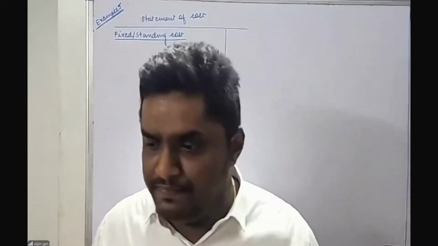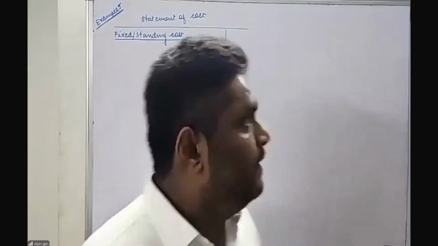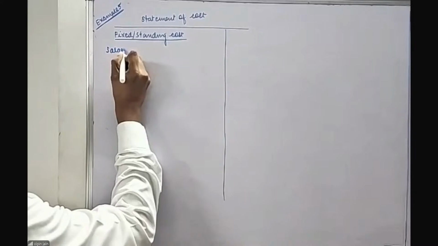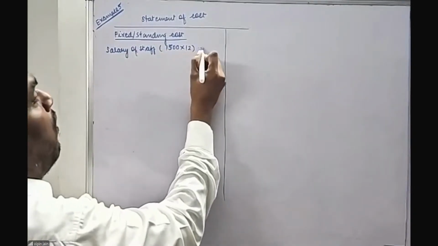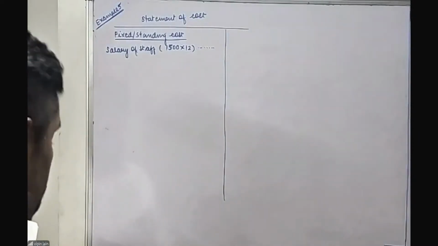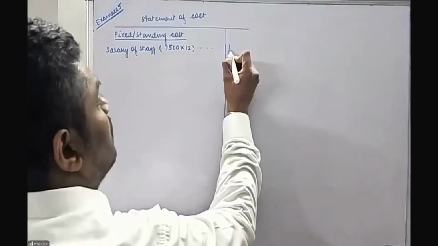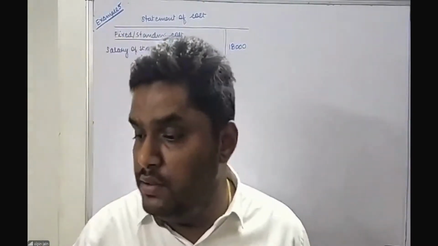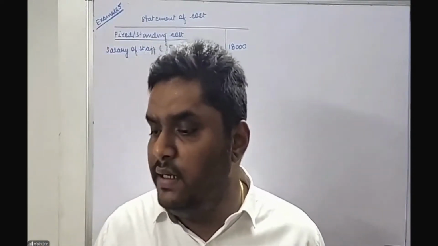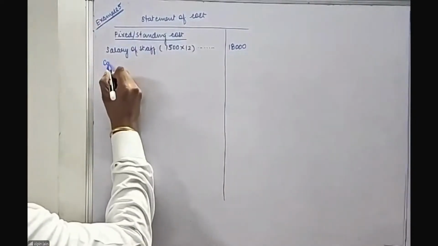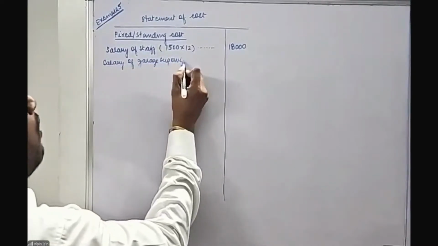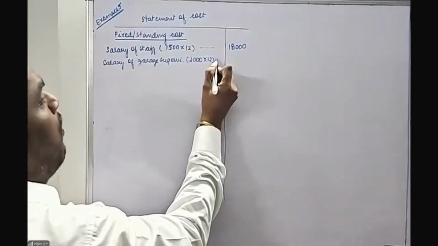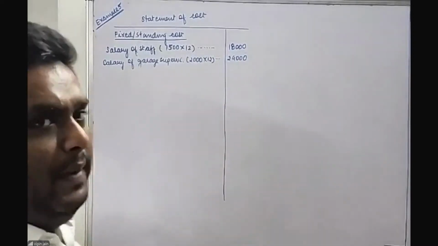Now next, let's start with the salary of staff. It is 1,500 per month. So 18,000. Salary of garage supervisor is 2,000 per month. So this will be 24,000. Rent of garage is 1,000 per month.